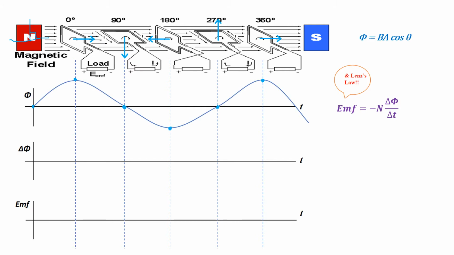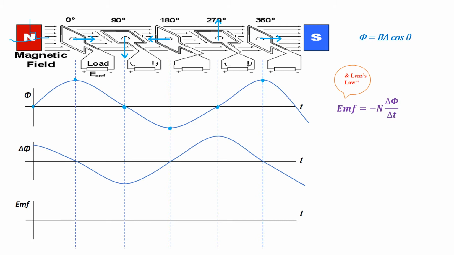So now to draw the second graph, which is the rate of change of flux against time graph, we would just have to differentiate the first graph. And we know that the derivative of the sine graph is the cos graph, so therefore we'll get a cos graph.